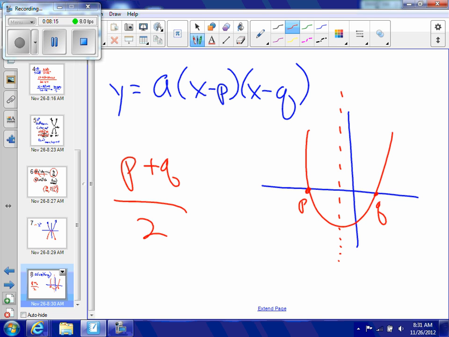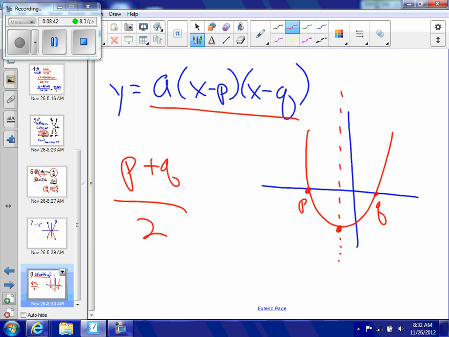My axis of symmetry also gives me the x value of my vertex. And once I know the x value of my vertex, I can find the minimum or maximum just by taking the x value of my vertex and plugging it back into my original equation. That gives me then the y value of my vertex.